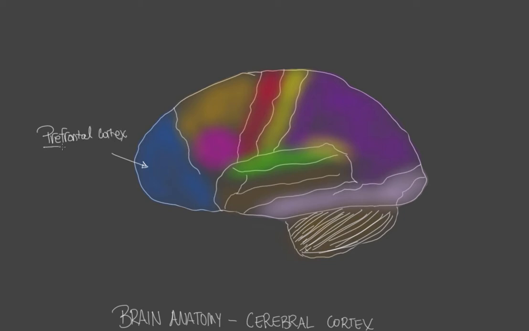And this region is also known as the anterior association area or anterior association cortex, and is really important for processing things like emotion, decision making, and planning. A lot of aspects of your personality.